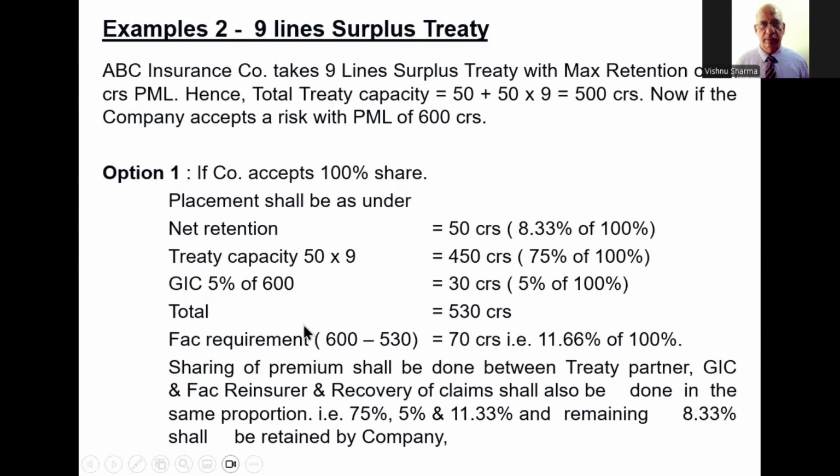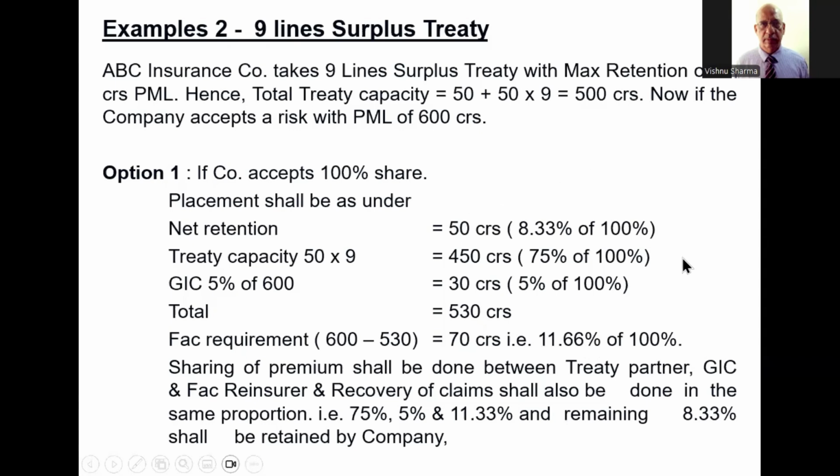Or you can calculate otherwise also. 600 was required to be placed. How much is placed? 530, 50 plus 450 plus 30. What is the balance? Balance is 70. 70 is 11.66% if you calculate. Whether you calculate this way or directly calculate 70 divided by 600, it will again give you the same figure of 11.66%. So this is the FAC requirement.